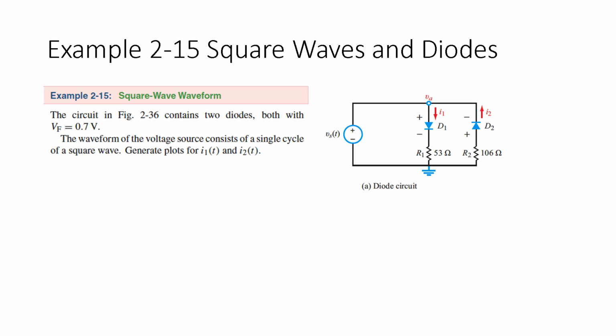So here we have a neat example, example 215, which is using a square wave power supply. So it's a voltage source that changes positive and minus up and down. And it also has two diodes in it. One diode is forward bias and the other is reverse bias. So what this is asking is to generate the plots of what the current through I1 and the current through I2 look like at given times. And so we're going to be able to work this one out.